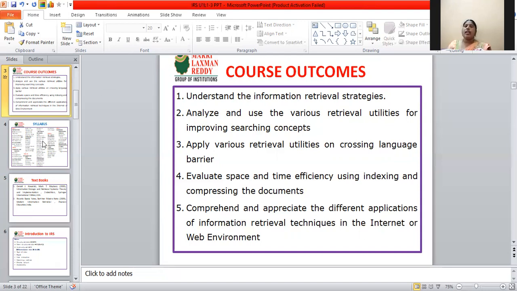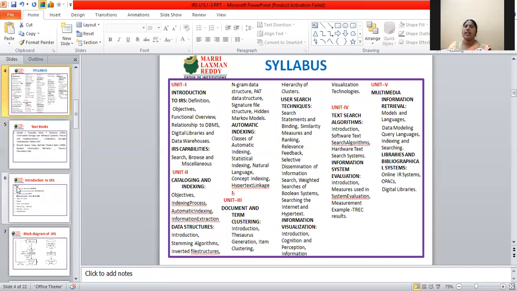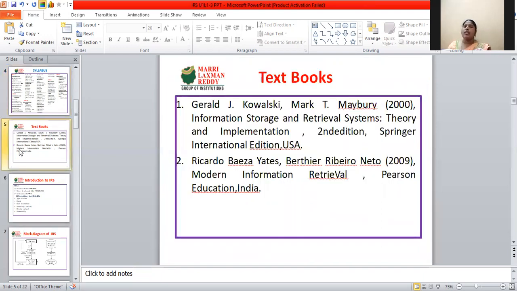And coming to the next one, the syllabus. Here there are 5 units in the syllabus. We are following one textbook. The textbook is Information Storage and Retrieval Systems: Theory and Implementation, written by Gerald J. Kowalski and Mark T. Maybury. And the second book is Modern Information Retrieval, by Ricardo Baeza-Yates and Berthier Ribeiro-Neto. These two are our textbooks.